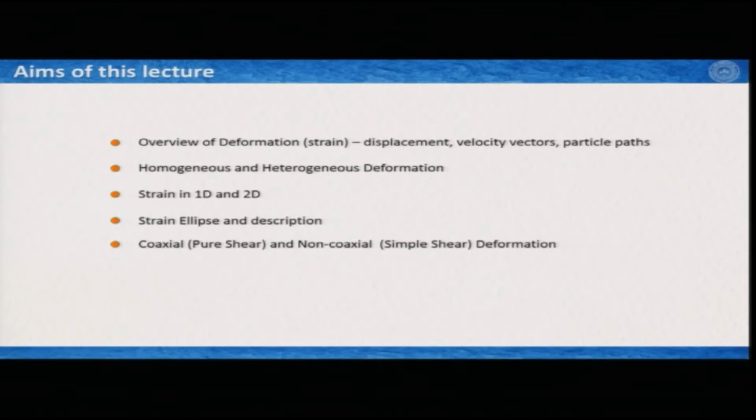The topics we will learn today are mostly an overview of deformation, or what is strain, then we will look at displacement, velocity vectors, particle paths, etc. We will have some basic understanding of homogeneous and heterogeneous deformation. We have learned it before, but we will learn it in a different way today. Then we will look at strain in 1 dimension and 2 dimensions. We will look at the strain ellipse and its descriptions. And finally, we will conclude this lecture with coaxial or pure shear and non-coaxial or simple shear deformation.